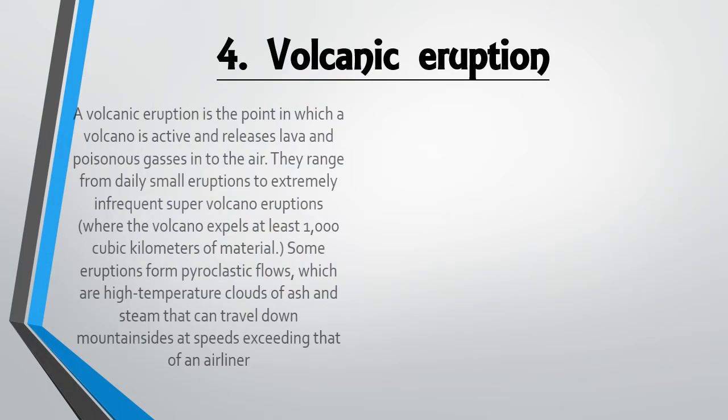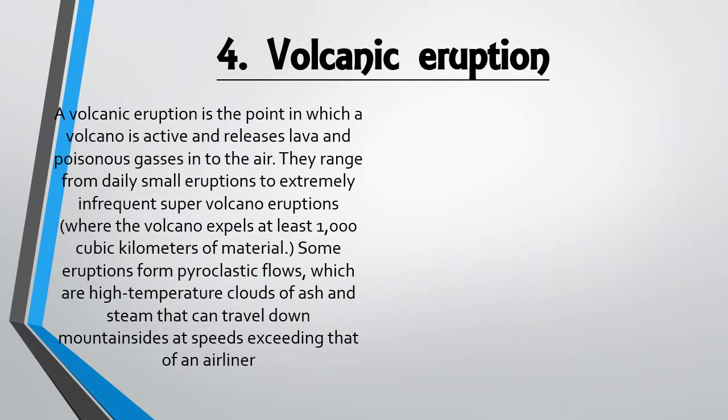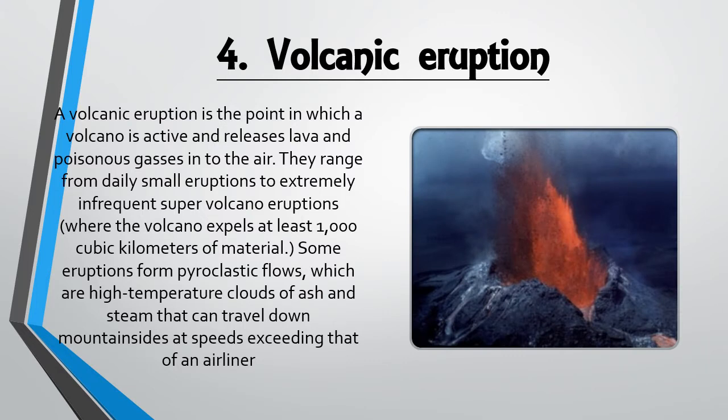Fourth, volcanic eruption. A volcanic eruption is the point at which a volcano is active and releases lava and poisonous gases into the air. They range from daily small eruptions to extremely infrequent supervolcano eruptions, where the volcano expels at least 1,000 cubic kilometers of material. Some eruptions form pyroclastic flows, which are higher temperature clouds of ash and steam that can travel down mountainsides at speeds exceeding that of an airliner.